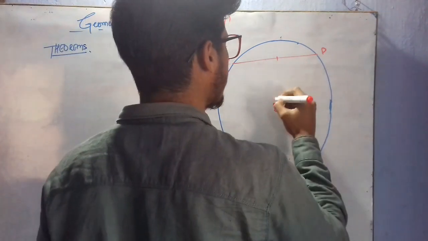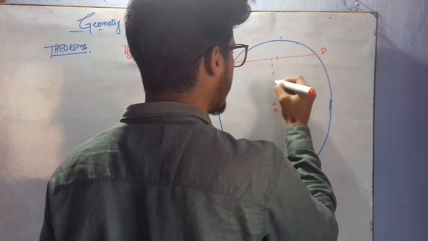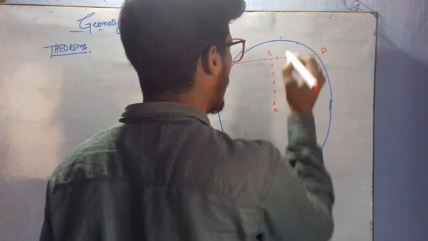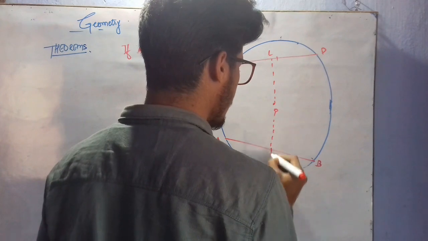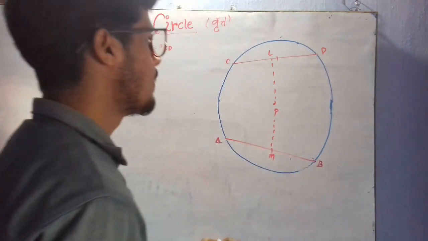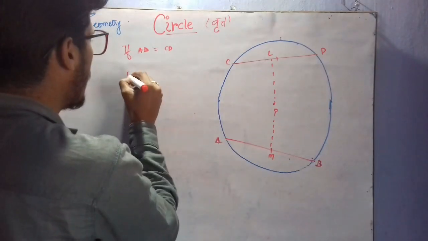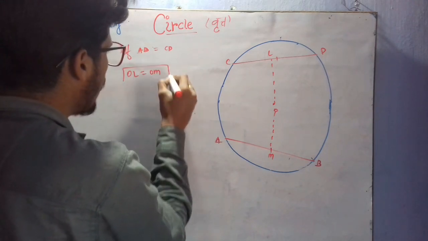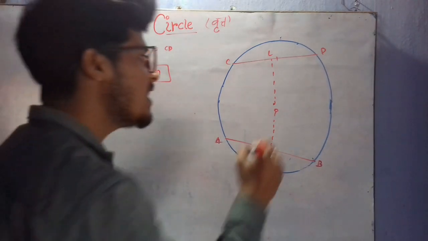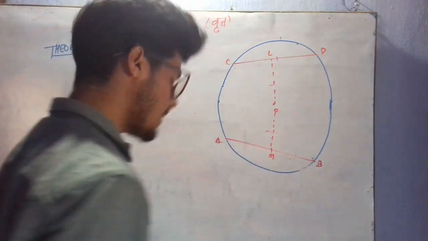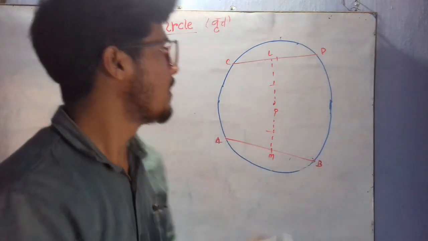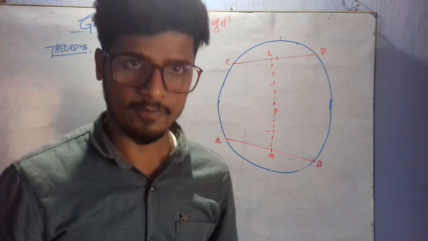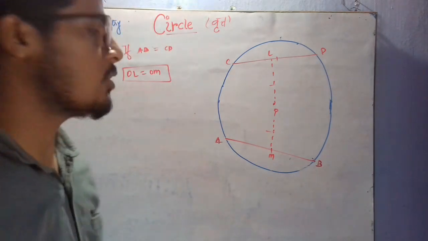How? So let's see. If you join point OL and OM, then OL equals OM. OL and OM will be equidistant from the center if and only if the two chords are equal. So this is our theorem 6.